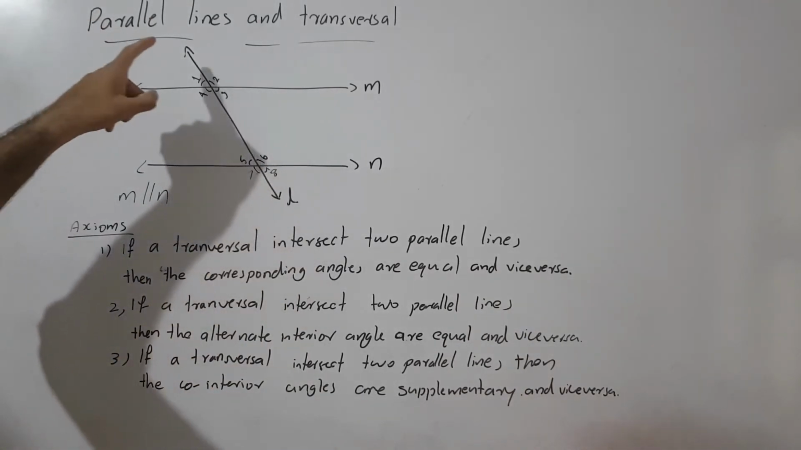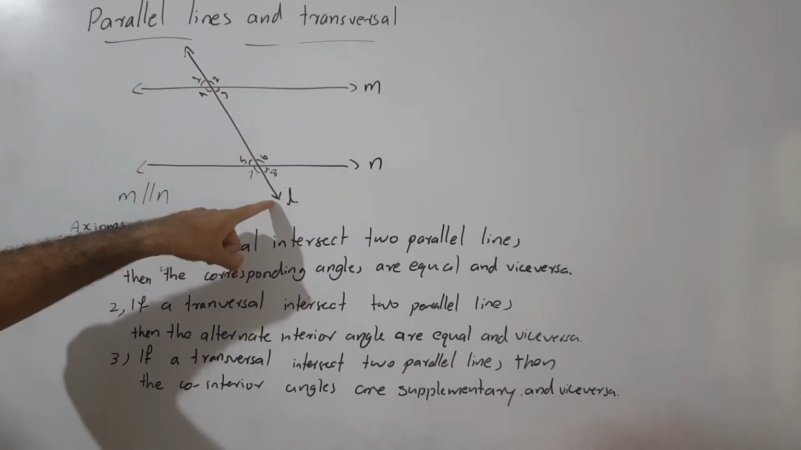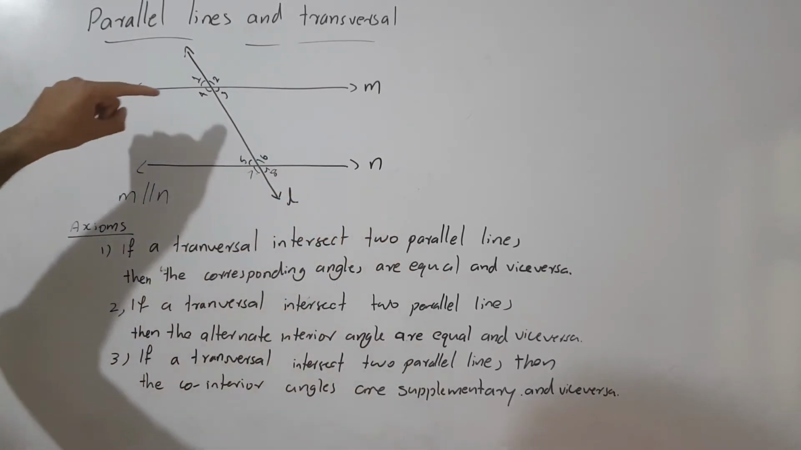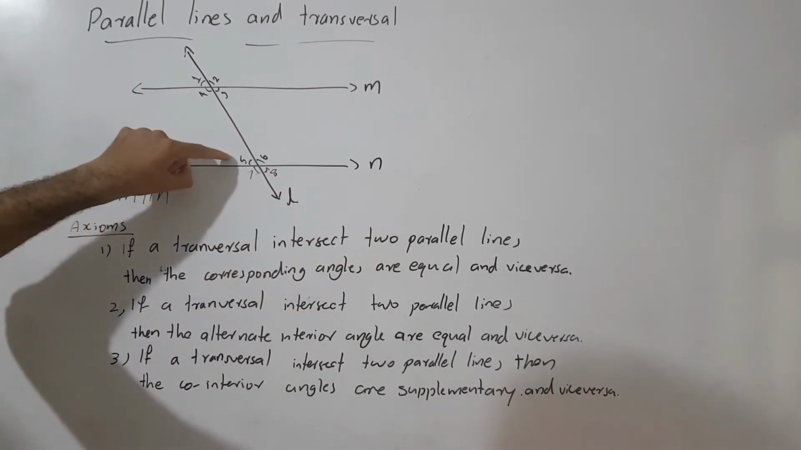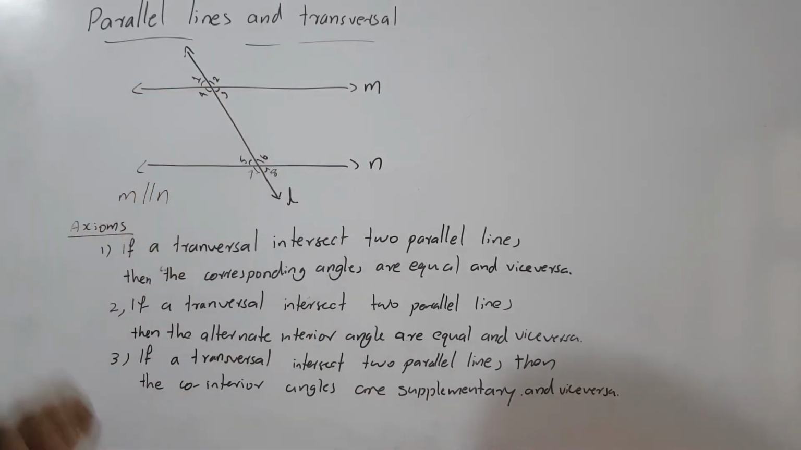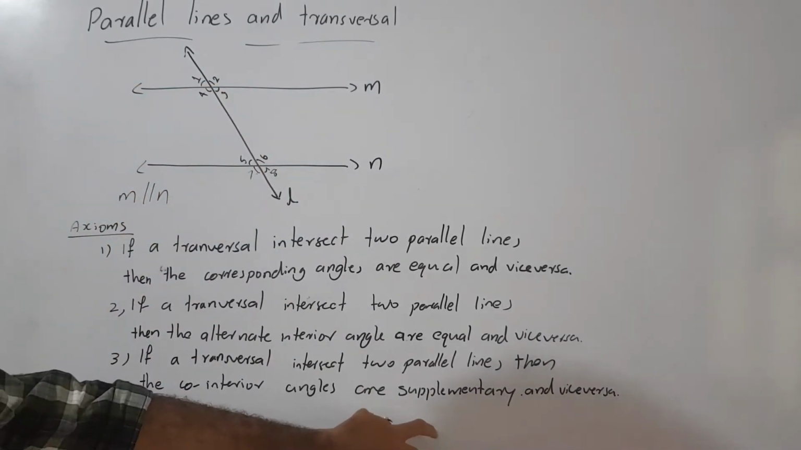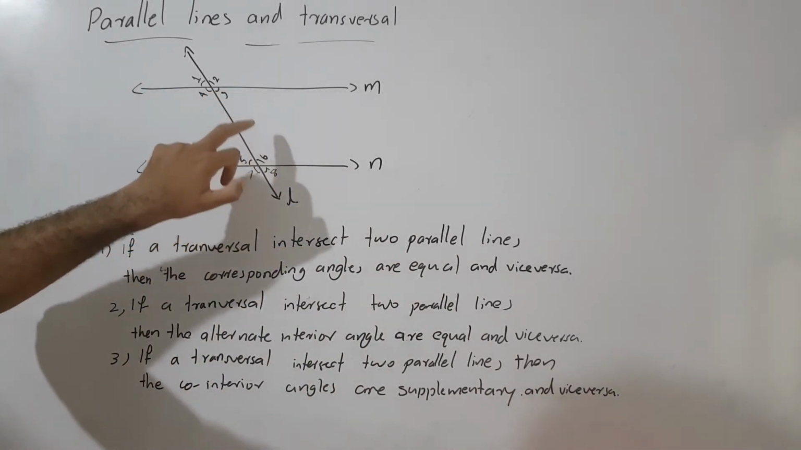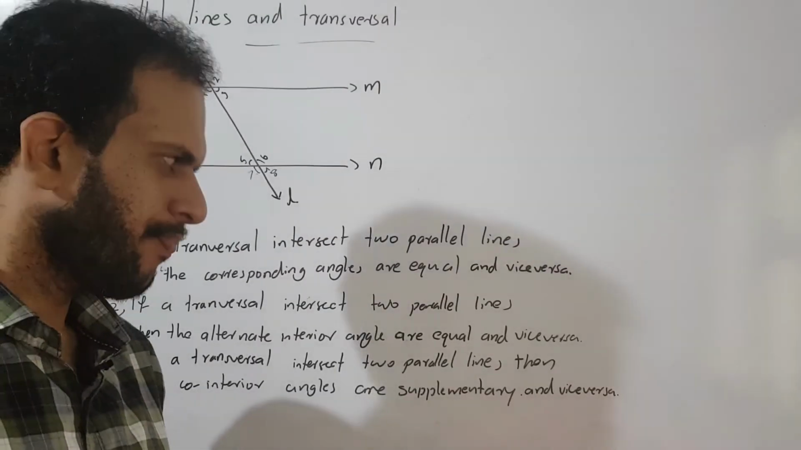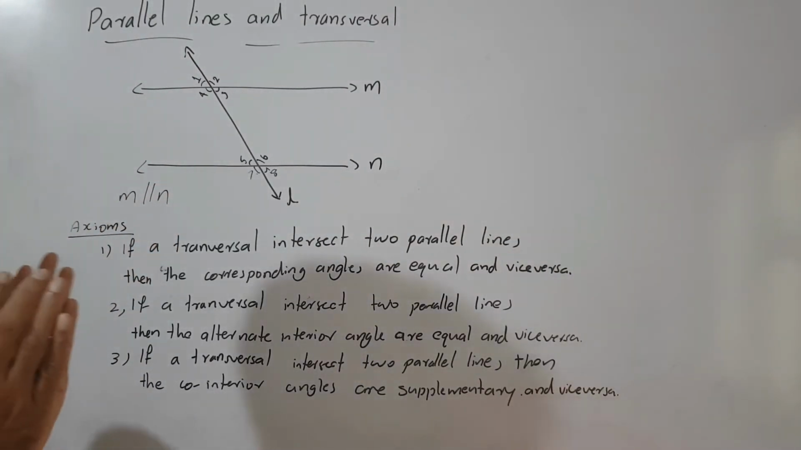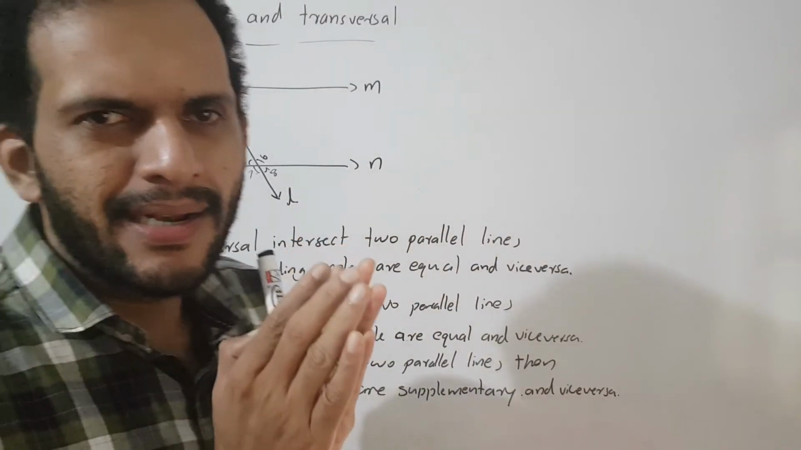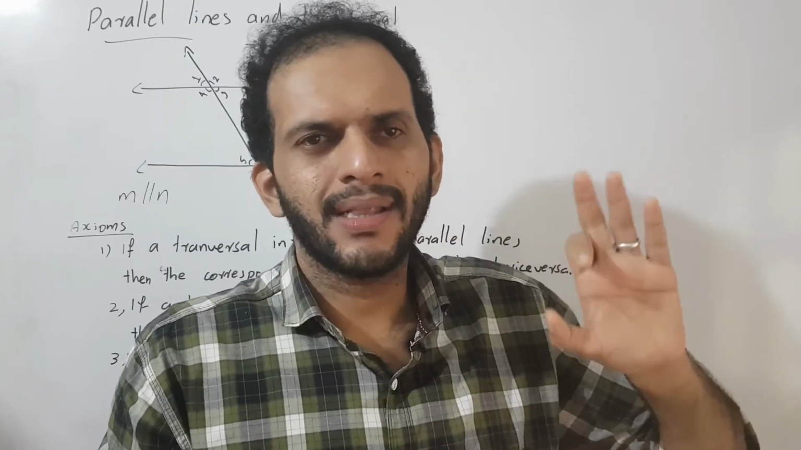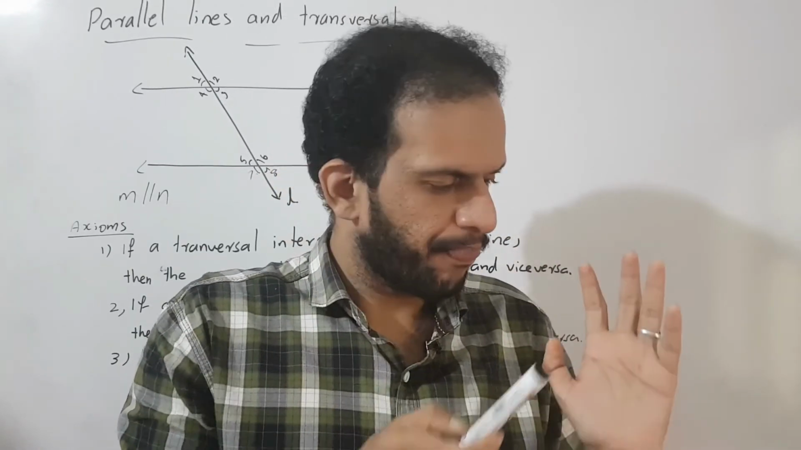In this figure, the line L is a transversal intersecting the parallel lines M and N. Then the co-interior angles, what are they? Angle 4 and angle 5, angle 3 and angle 6. They are supplementary, which means angle 4 plus angle 5 is equal to 180, and angle 3 plus angle 6 is equal to 180. Okay, then what is the first? If a transversal intersects two parallel lines, then what do we get there? We get three ideas. What are they?